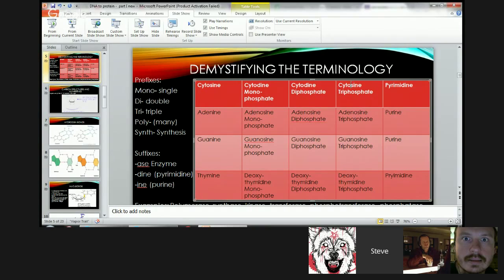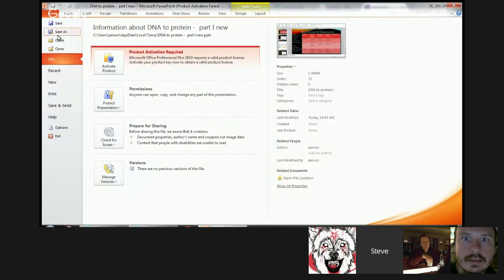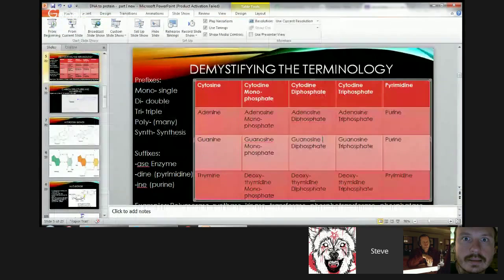And this one needs to be cytidine, because cytidine is the nucleoside of cytosine, and that's a pyrimidine. So anyways, it's kind of cool when you actually know the prefixes and you go, oh crap, that's not quite right. I can fix it on the fly. Not that anybody's ever interested in this, but.